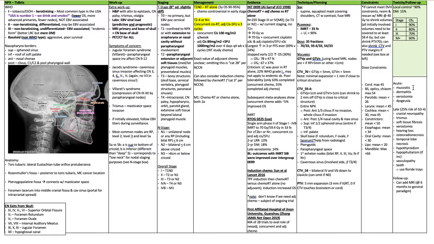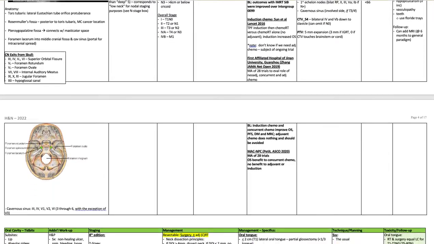Toxicity, acute toxicities include mucositis, dermatitis, xerostomia, and dysgeusia. Late toxicities, there's a 25% risk of grade 3 to 4 toxicity. These include cranial neuropathy, trismus, soft tissue fibrosis, xerostomia, hearing loss, osteoradionecrosis, temporal lobe necrosis, hypothyroidism, hypopituitarism, vasculopathy, and dental caries. You need fluoride trays. Follow-up, you can add an MRI at 6 months to the general paradigm of follow-up for these patients.